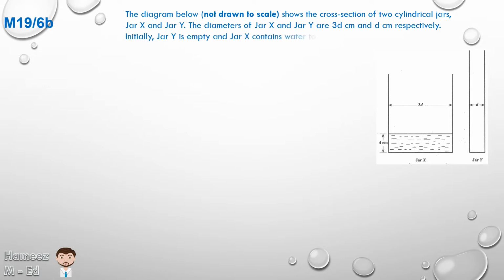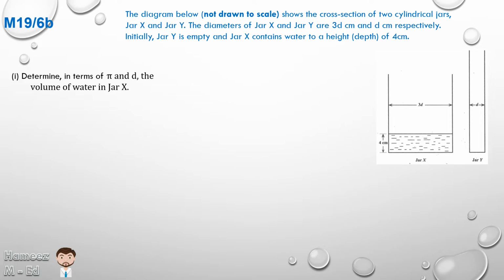Initially, jar Y is empty and jar X contains water to a height or depth of 4 centimeters. Part 1. Determine, in terms of pi and d, the volume of water in jar X. This means that when we work out the volume, our answer should include pi and d.